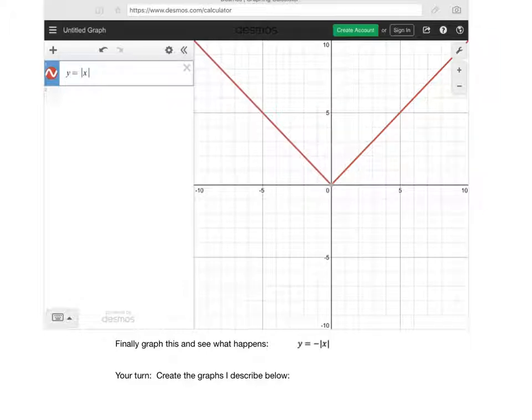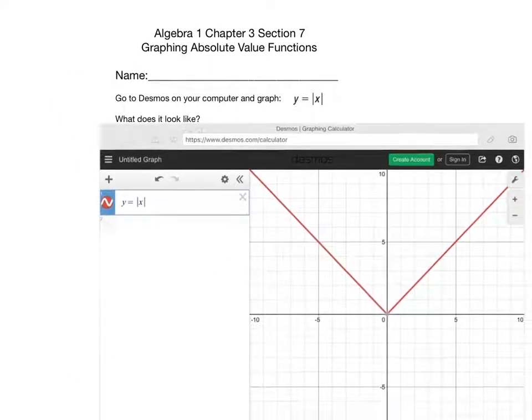So what I'm going to do is, all right, this is our starting graph. We call this the parent function. This is the most basic absolute value graph we can make. Now what I want you to do is go ahead and press return on your keyboard.